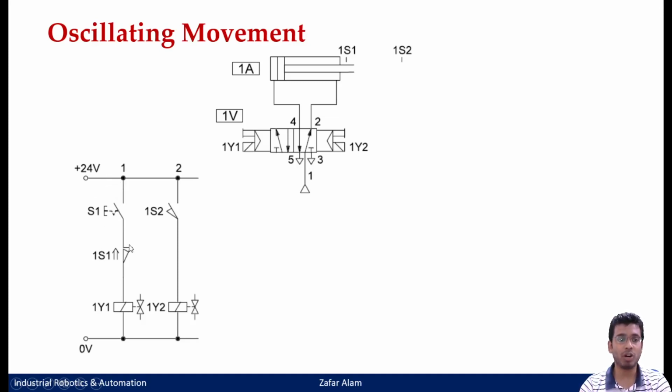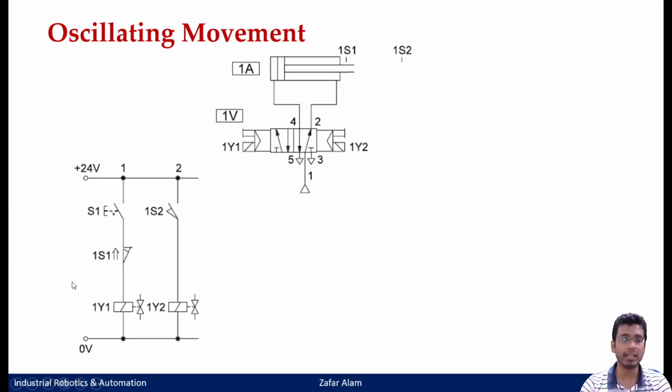So when the circuit was broken, why was it broken? Because when the cylinder had moved forward, 1S1 had become open. Now the moment the cylinder retracts back and touches 1S1 again, my circuit will get engaged, and my 1Y1 will get engaged. My cylinder would extend forward and retract back. This will continue until I switch off my circuit using my control switch S1.